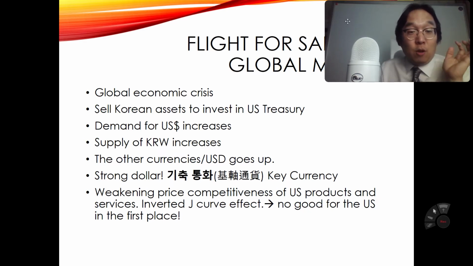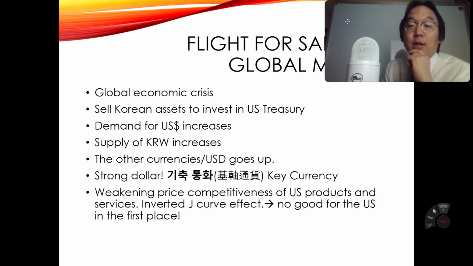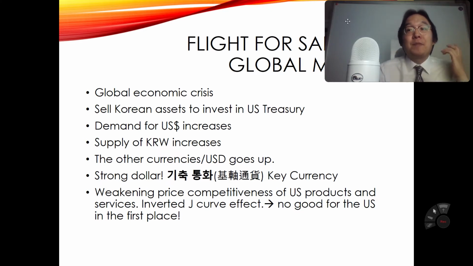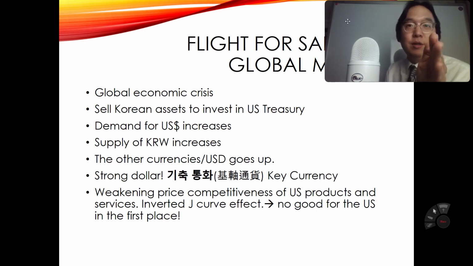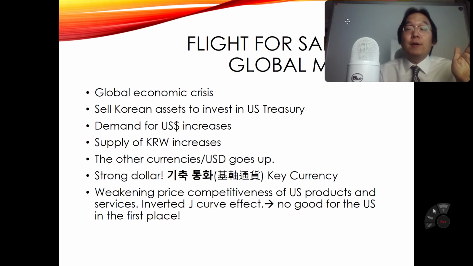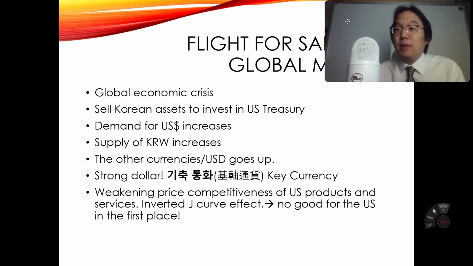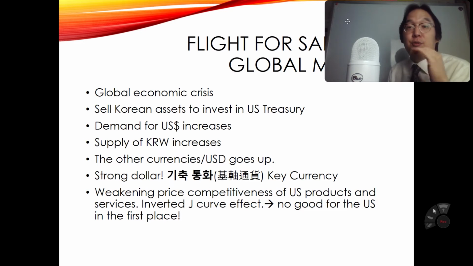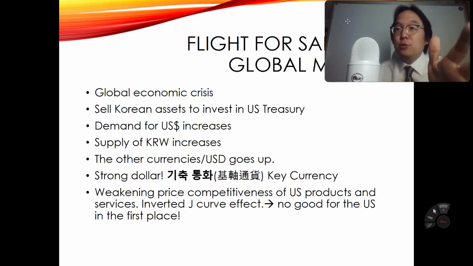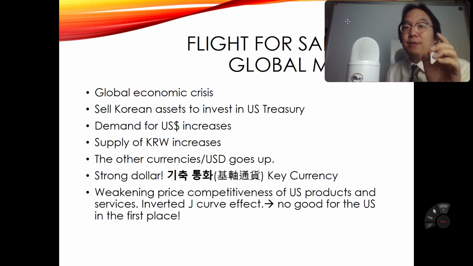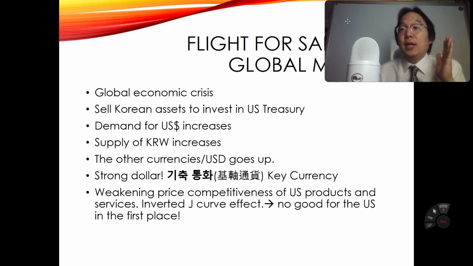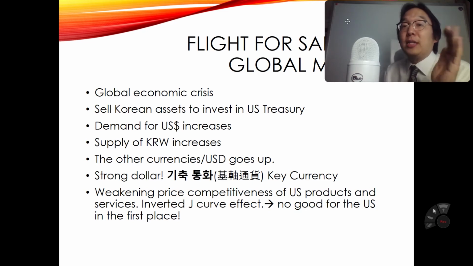And then weakening price competitiveness of U.S. products and services is a problem, okay, from the U.S. perspective. You see that J-curve, we talked about it before, right? J-curve, what was that about? If your currency is depreciated in the short run, you're going to suffer a current account deficit, trade deficit, because in the short run, imported materials are there, right? Their import price will go up, so that you will suffer trade deficit in the short run.